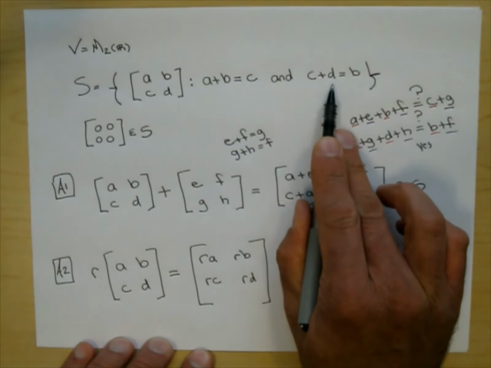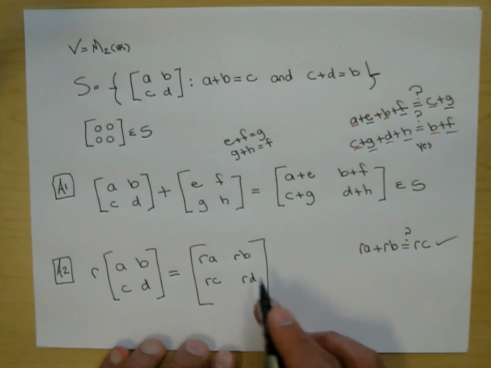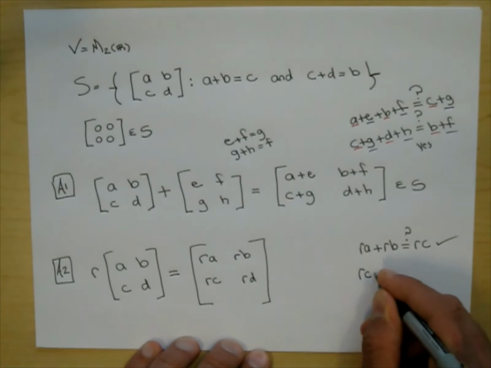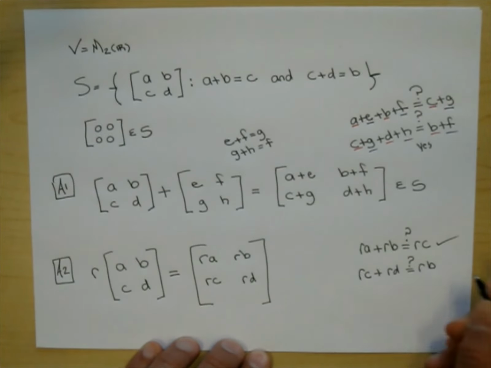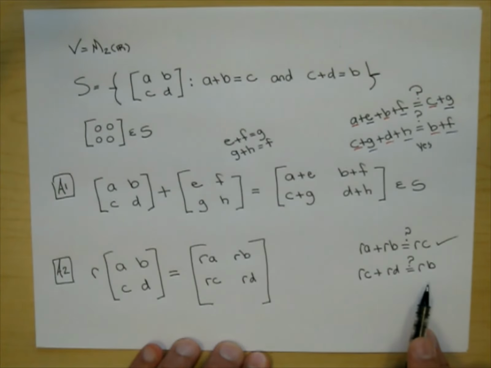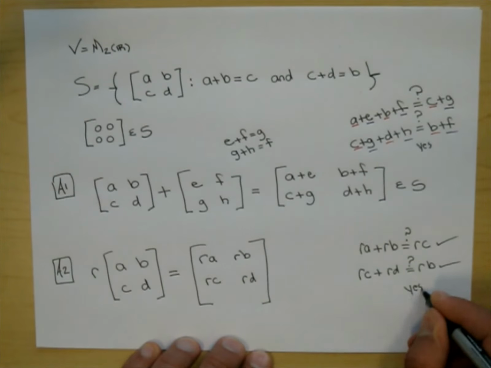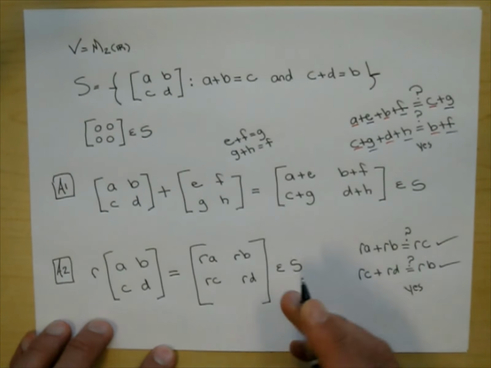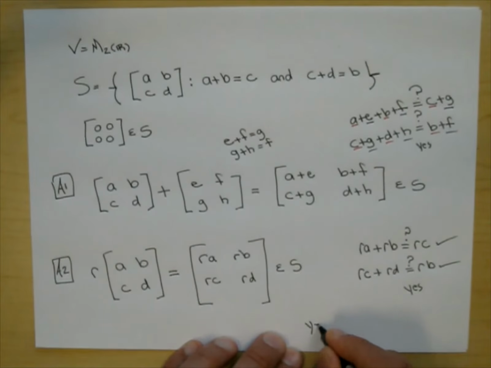And C plus D equals B. So does the sum of the bottom row equal the top right entry? Does RC plus RD equal RB? Well, if R is 0, yes, and if R is not 0, divide by R on both sides of the equation, you'll get C plus D equals B. And so that's a yes as well. So we have yes. This guy's in the party circle. Is S a subspace of V? The answer is yes.